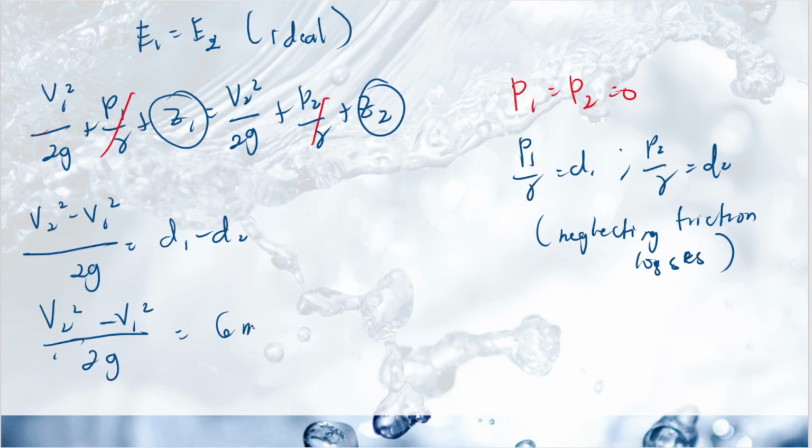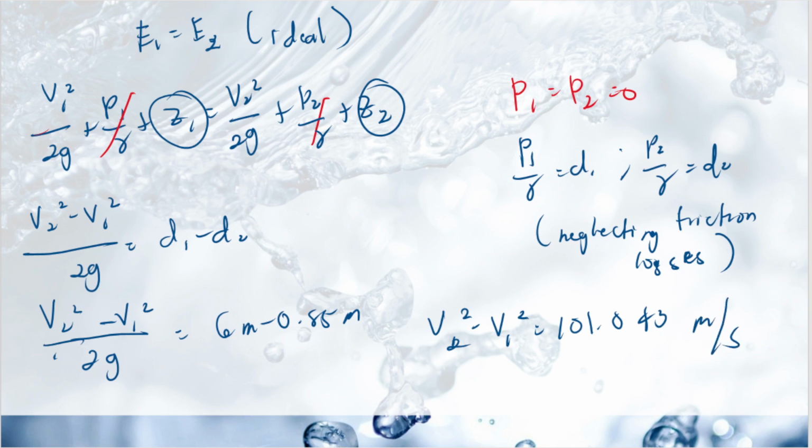So, 6 meters minus 0.85 meters. So, we have this value of v sub 1 squared minus v sub 2 squared minus v sub 1 squared is equal to, reducing the equation, that is 101.043. Okay, so 101.043.